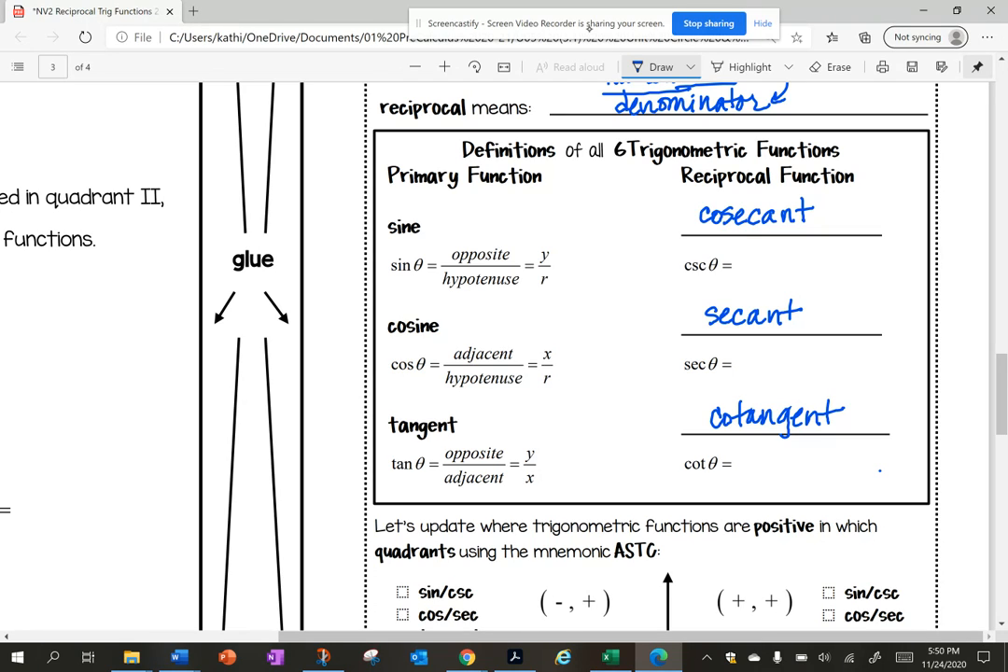So if sine is y over r, the reciprocal cosecant is r divided by y. If cosine is x divided by r, the reciprocal secant is r divided by x. If tangent is defined as y over x, then the reciprocal cotangent is x divided by y.